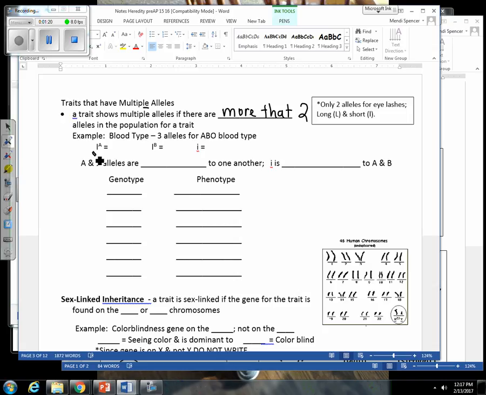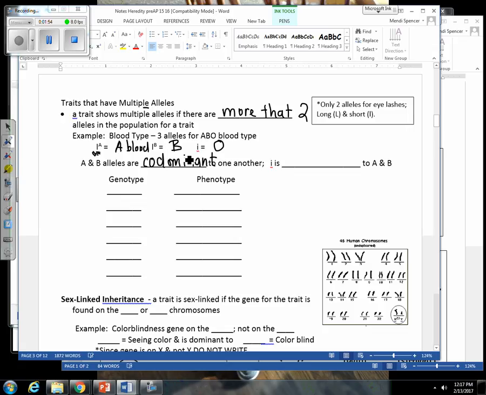Some people have alleles for A, so this is a code for A blood, and how we would write that letter. Some people have a code for B, so this is a symbol we're going to use for B blood. And some people inherited a code to have O blood, and we use a little i to represent that O. Now, the reason why we take A and B and we keep them capitalized is because they are both dominant. So someone who has both an A and a B, we're going to see both of them show up. The A and B alleles are co-dominant to one another.